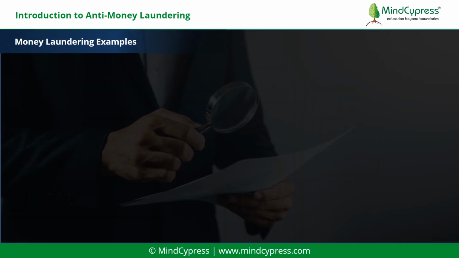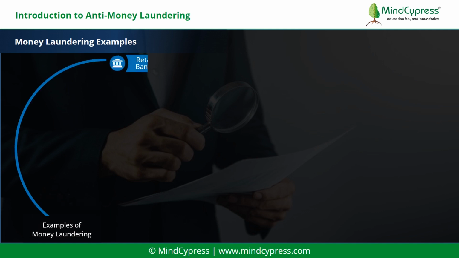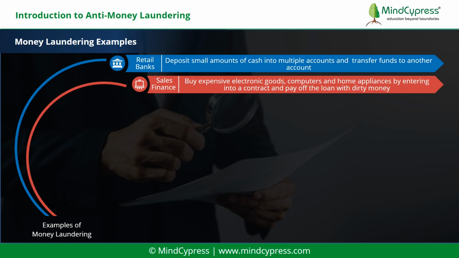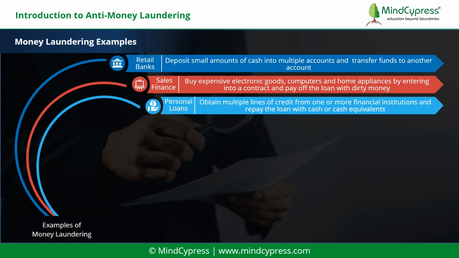Now, let's learn about examples of money laundering. Retail banks: deposit small amounts of cash into multiple accounts and transfer funds to another account. Sales finance: buy expensive electronic goods, computers, and home appliances by entering into a contract and pay off the loan with dirty money. Personal loans: obtain multiple lines of credit from one or more financial institutions and repay the loan with cash or cash equivalents.